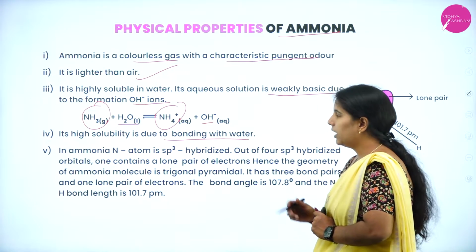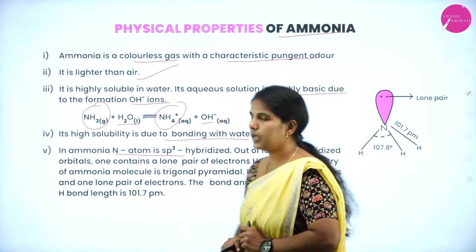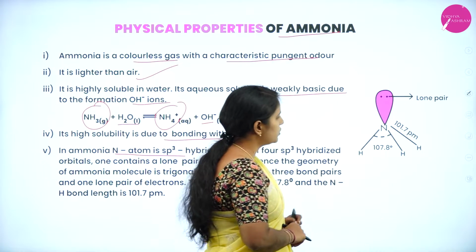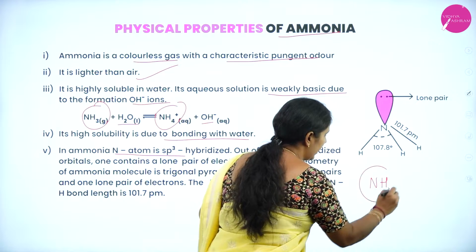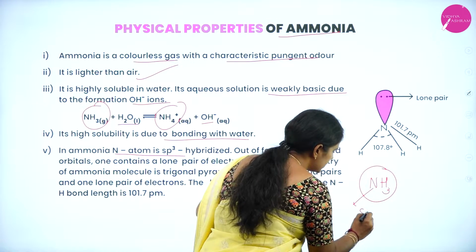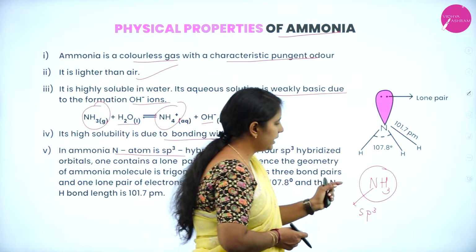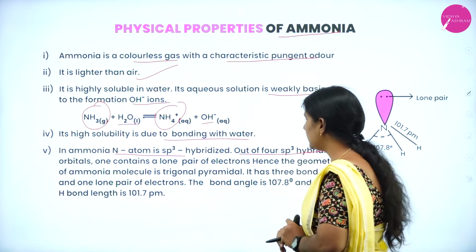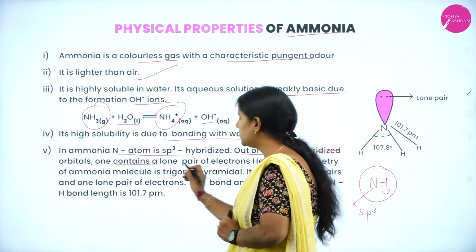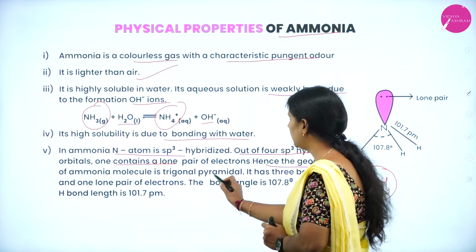Then ammonia. In ammonia, the nitrogen atom is sp3 hybridized. So this is the structure of ammonia, NH3, where the nitrogen atom is sp3 hybridized. Out of 4 sp3 hybrid orbitals, one contains a lone pair of electrons, hence the geometry is trigonal pyramidal.